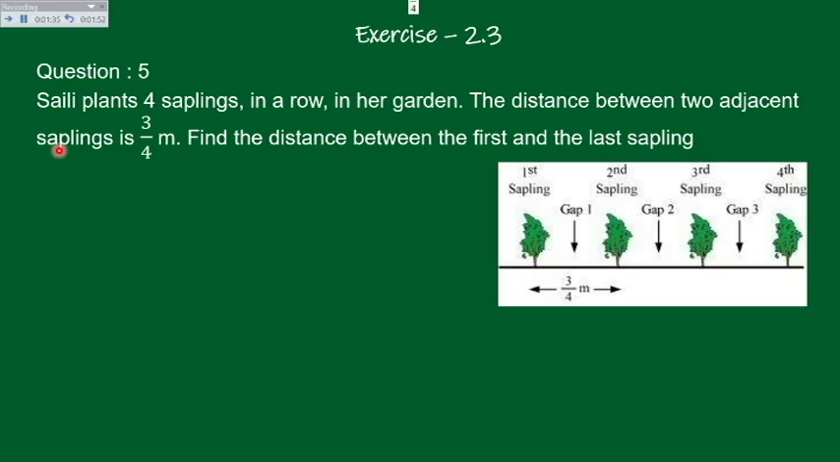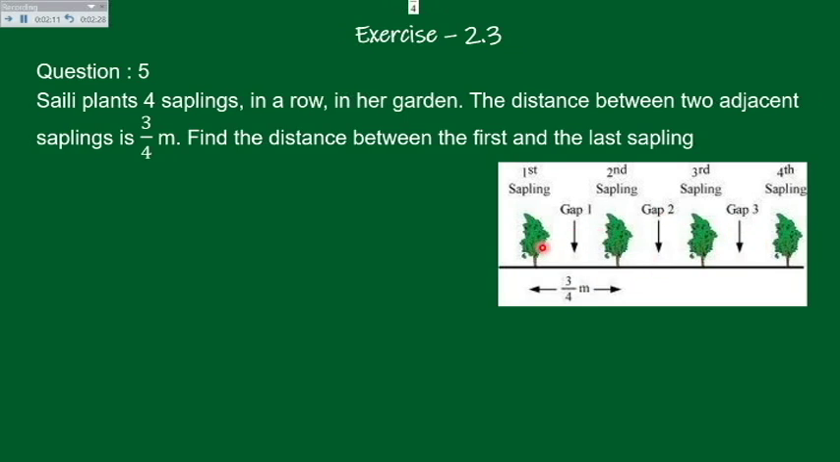Okay, as you see in this video beta, here we have 4 saplings. 1, 2, 3, 4. After looking at this picture, I hope you understand what the meaning of sapling is. Okay, the small plants which lie on the ground are saplings. So the gap between these is 3/4 meter. So how many gaps are there? 1, 2 and 3 gaps are there. If we place 4 saplings, the total number of gaps will be 3.